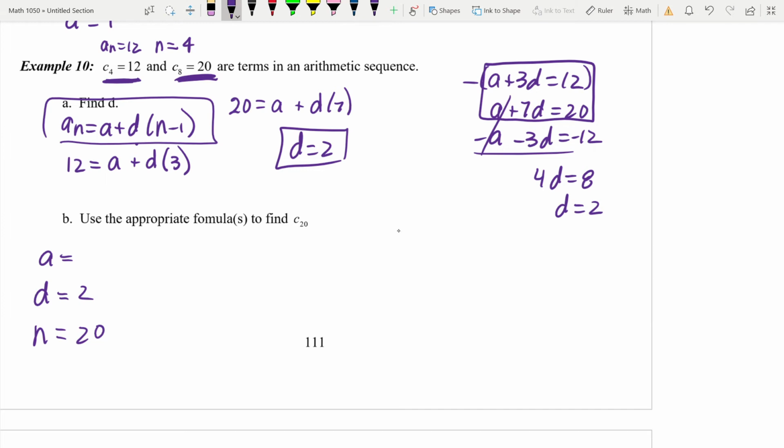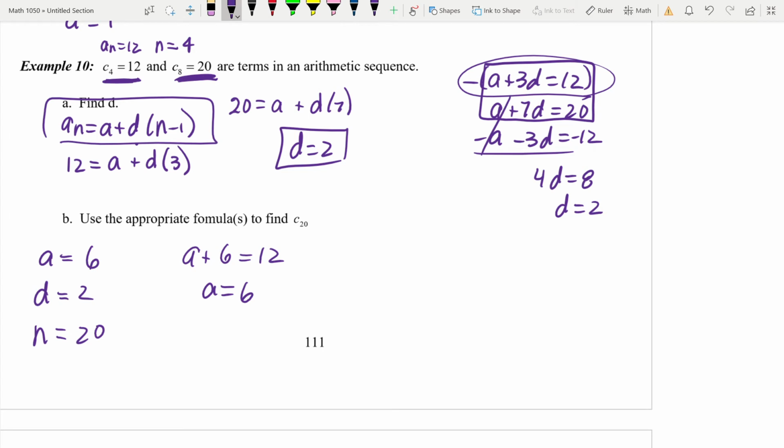Come back over here. You don't have to use the formula. Come back to those equations. Put a 2 in for D. I'm going to choose this one. So that would give me A plus 3 times 2 is 6 is equal to 12. Move my 6 over. Now I know the first term is a 6.